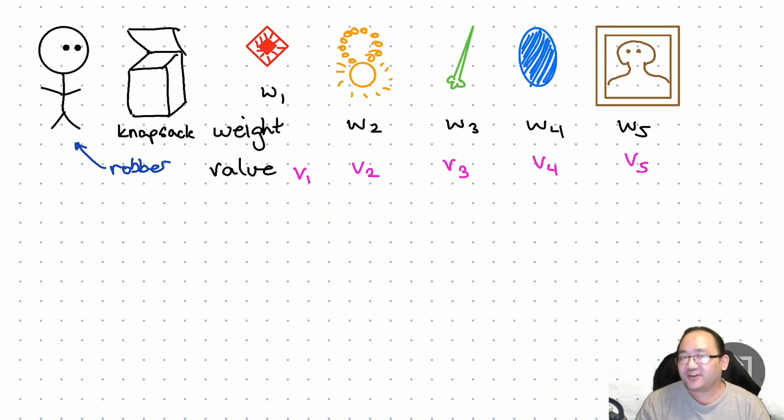So the idea of the knapsack problem is that we want to maximize the value, because the robber wants to steal as much value as possible, so when he sells it off, he gets the most money, but under the single constraint of the knapsack only carrying so much weight.